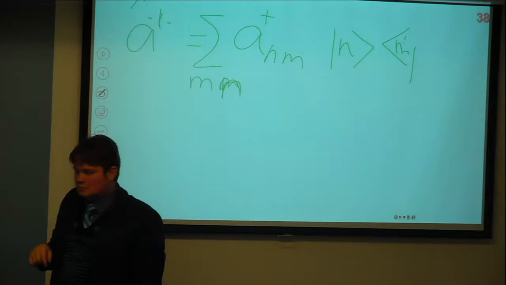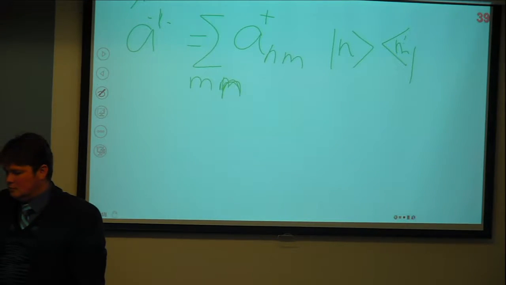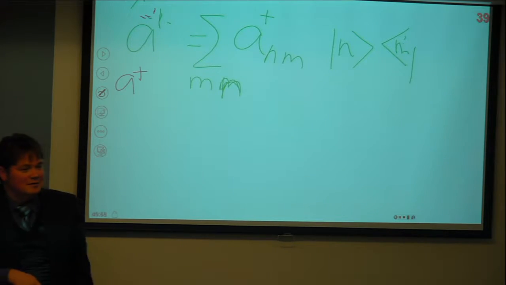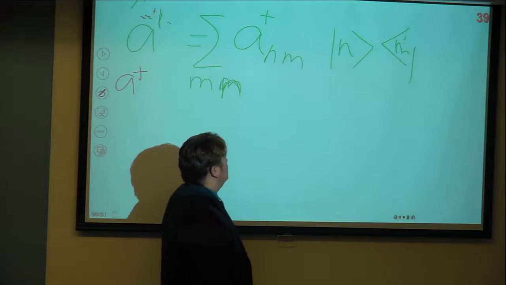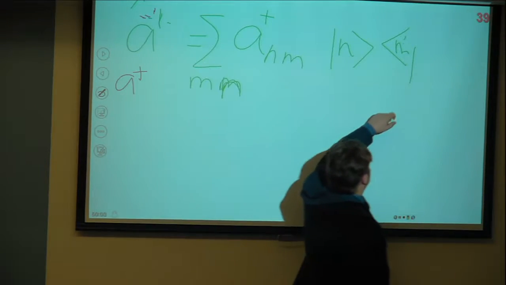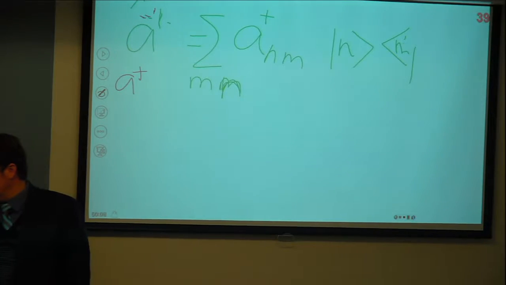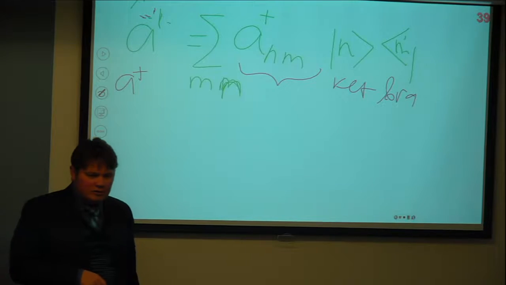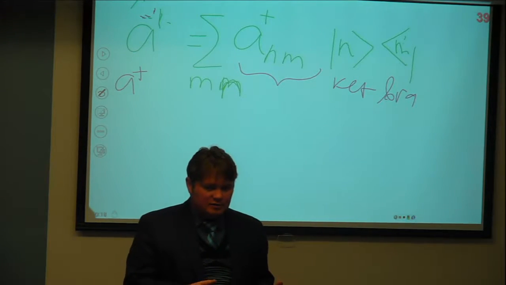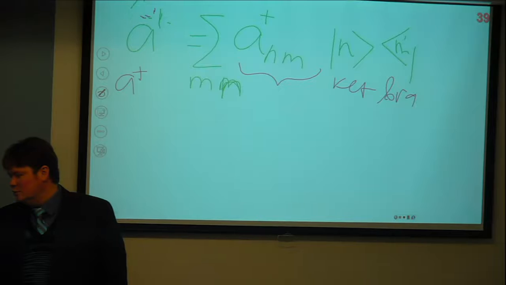The A on the left side is supposed to have a plus, it just didn't show up, correct? Yes. We need a dagger. See? A-dagger. So those are bra and ket eigenstates. And if the operator is converted into a matrix, then the elements of this matrix are matrix elements.